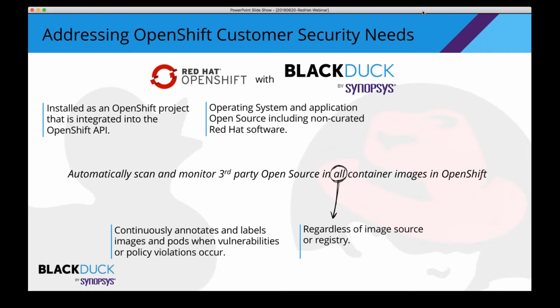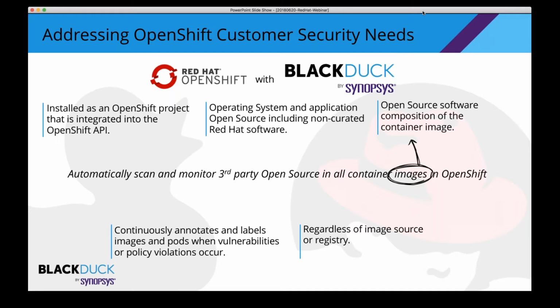The other part of the sentence that is important is the word all container images. So all, regardless of the image source or registry. So for example, you can bring in images into an OpenShift environment through GCP, if that's your registry, or AWS, or if you have an Artifactory repository. Any registry source, we will be able to capture that event and scan that container image.